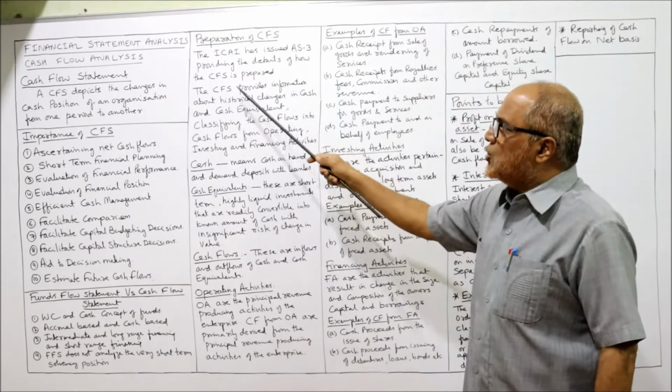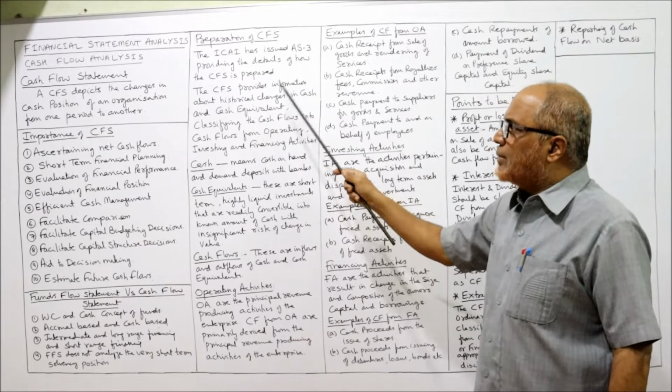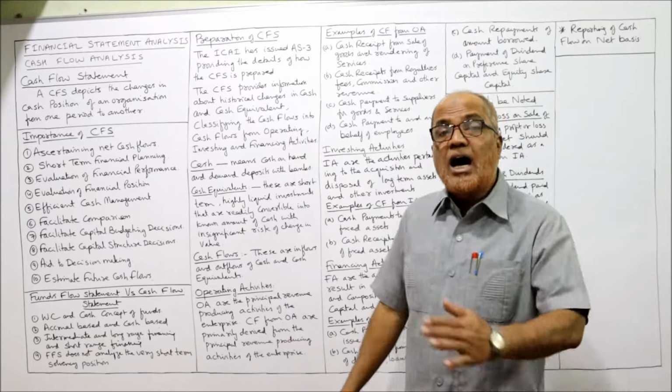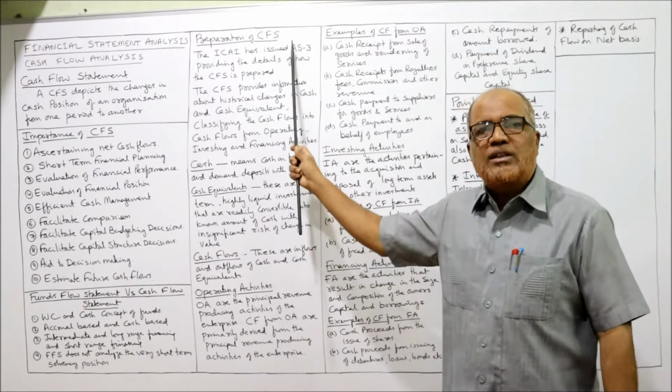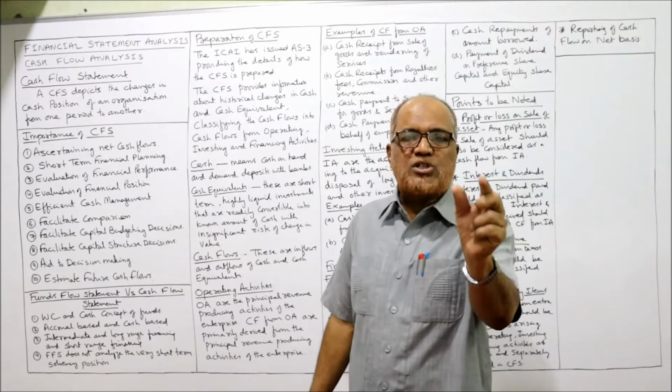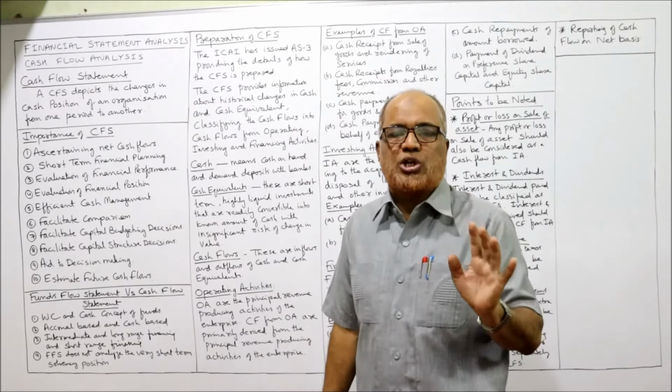Now the ICAI has issued. The cash flow statement provides information about historical changes in cash and cash equivalents. Earlier, before issuing this AS3, we used to say cash flow statement is a statement which is prepared to show the cash position.